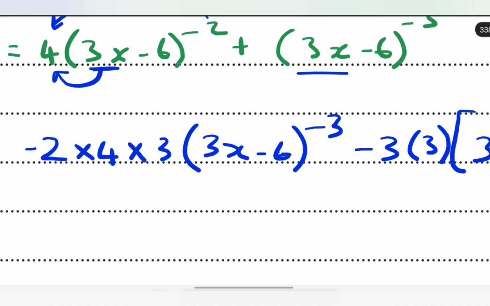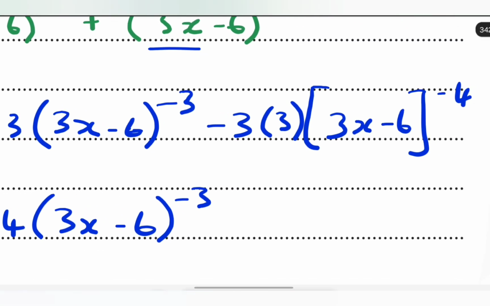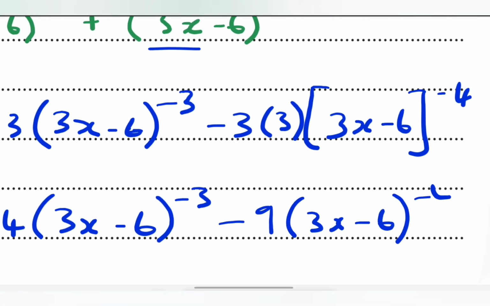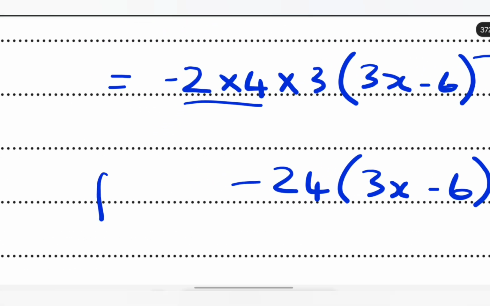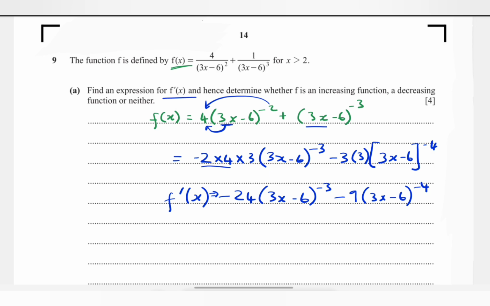And this comes down to be minus 8 times 3, minus 24, (3x minus 6) to the power minus 3, minus 9, (3x minus 6) to the power minus 4, like this. And this is our f prime of x expression, right? That's the first part. And it says hence determine whether f is an increasing function, a decreasing function, or neither.